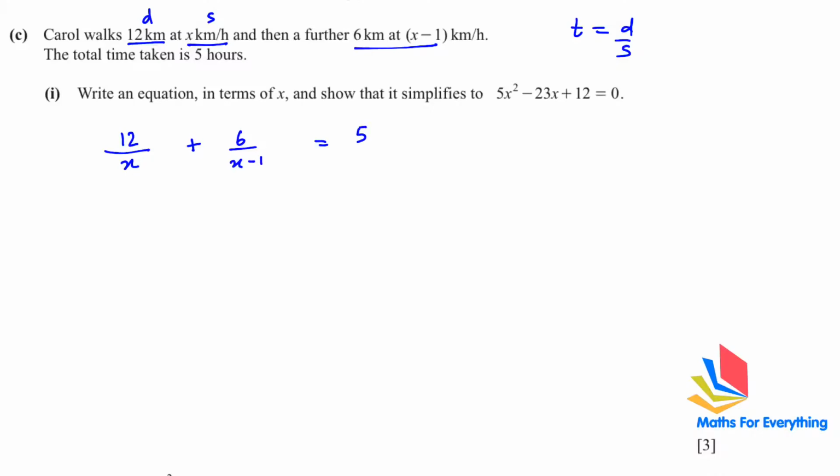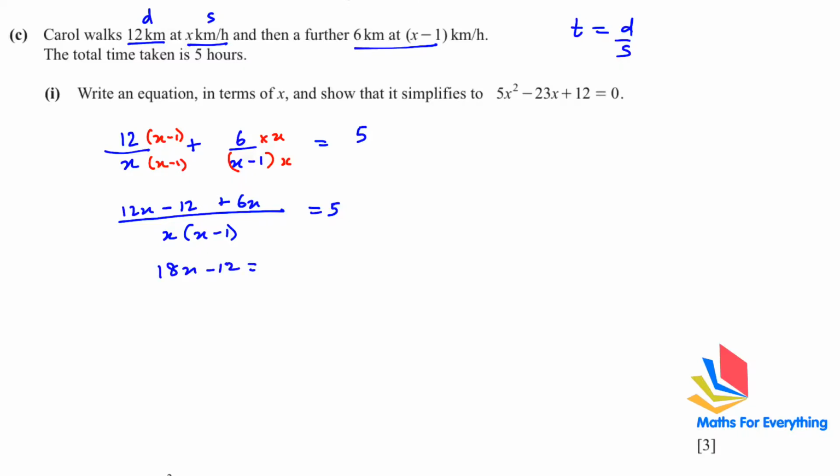It's an algebraic fraction, so you need to have a common denominator. Multiply by x minus 1 here and in the denominator, and multiply this equation by x. Now that it has a common denominator, we can write it as a single fraction over x and x minus 1, equal to 5. We'll write down the numerator now. 12 multiplied by x is 12x, 12 times negative 1 is negative 12, and plus 6x. 12x plus 6x will give us 18x minus 12, equal to 5.